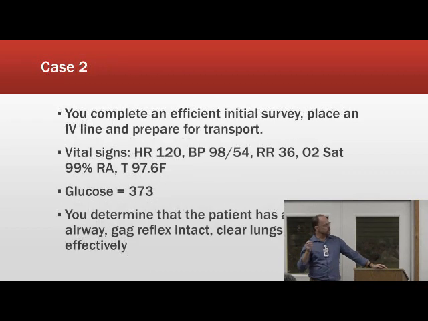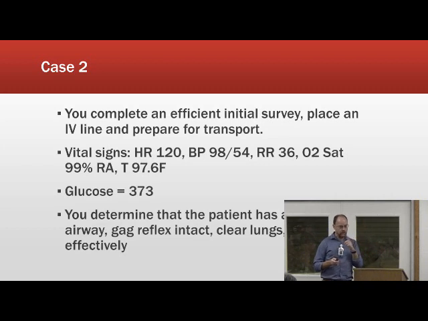So you complete your initial survey, you're efficient, you got a line in, you're ready to transport. And here are her vital signs. Her heart rate's a little bit fast, her blood pressure's 98/54. Her respiratory rate's fast, but she's moving air well. She's got clear lungs, okay? Her glucose is high-ish, high, not sky high. And you say she's got an adequate airway, her gag is intact, she's got clear lungs, she's moving air well, okay? So, you're going to transport her.